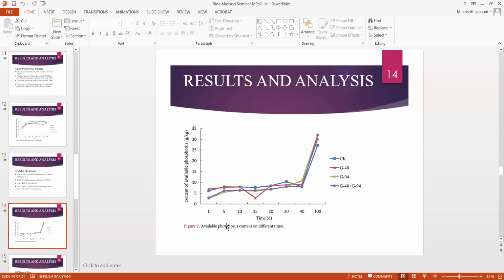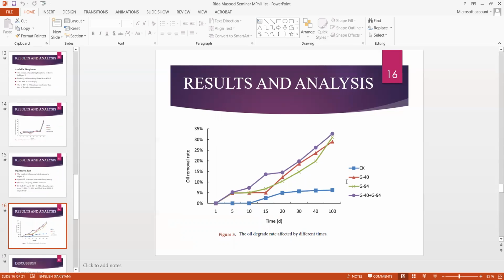Now for the available phosphorus, the content is shown in this figure. Basically, it did not change from the first to the 40th day. After that, a sharp change was observed. Again, it was observed that the G40 plus G94 treatment was much higher than that of G40 and G94.